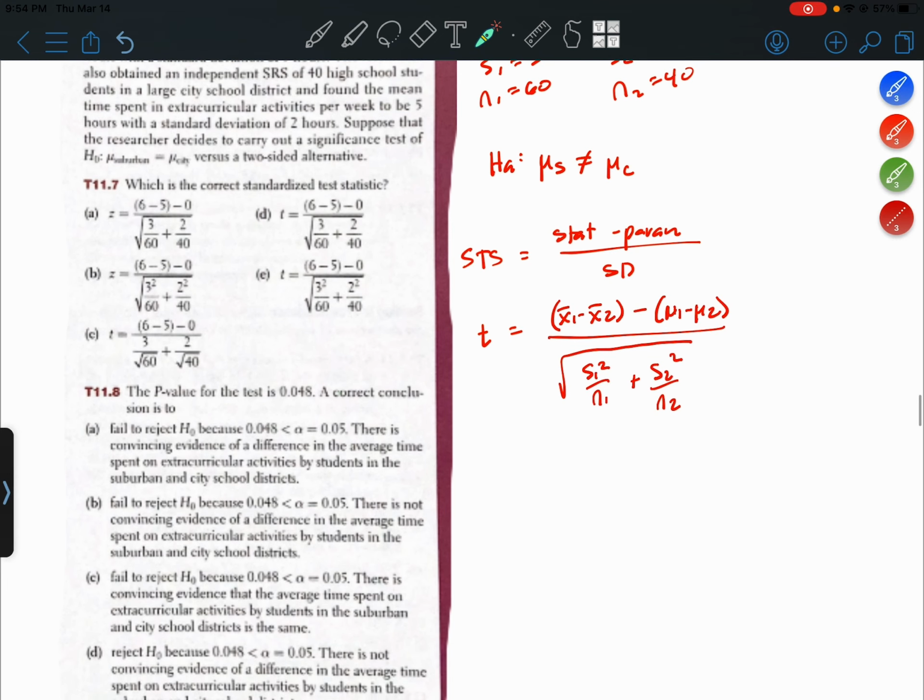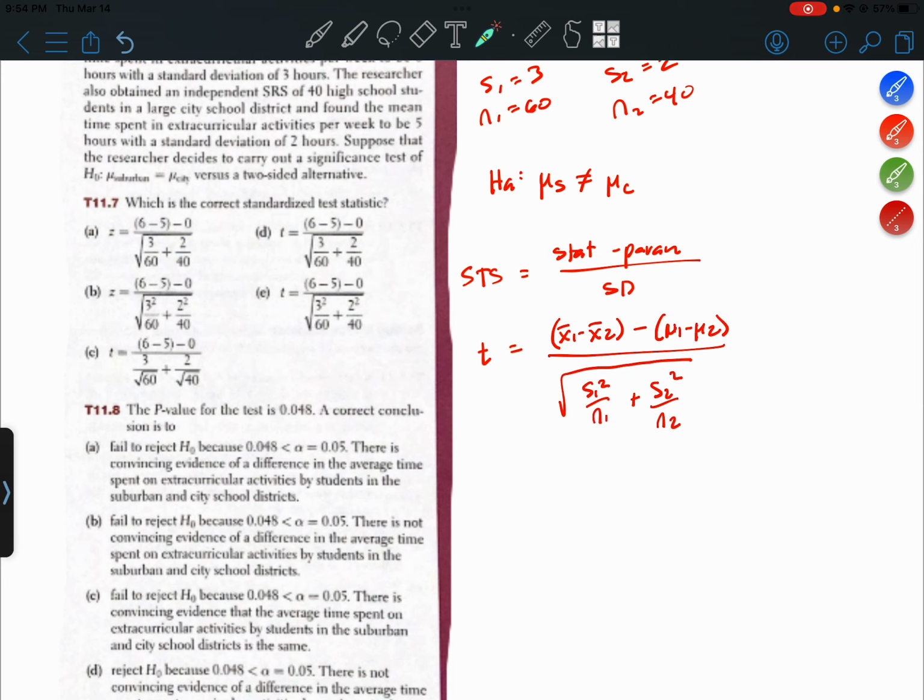All right, so looking at the answer choices, I'm going to start eliminating some since they don't follow this structure, right? So I'm going to eliminate A. I notice that these aren't being squared here. Same thing with D. Okay, we're going to eliminate B because it says Z, and it should be a t-score. And we could eliminate C because, again, it doesn't follow the structure there in the denominator. So E is going to be the correct answer, right? We didn't have to do that much work there, just look at the structure.